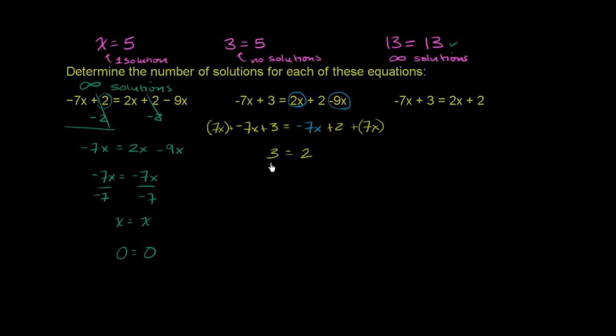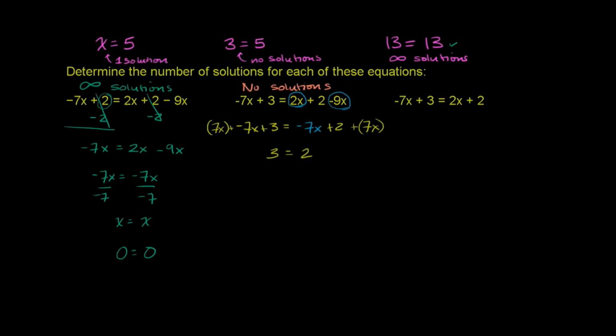And now we got something nonsensical. I don't care what x you pick, how magical that x might be, there's no way that x is going to make 3 equal to 2. So in this scenario right over here, we have no solutions. There's no x in the universe that can satisfy this equation.